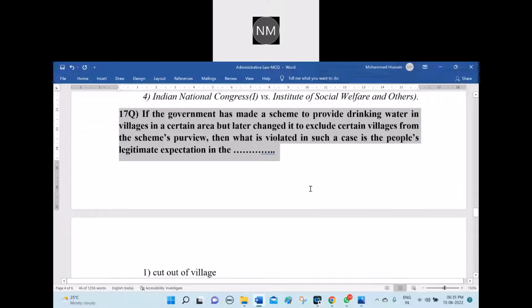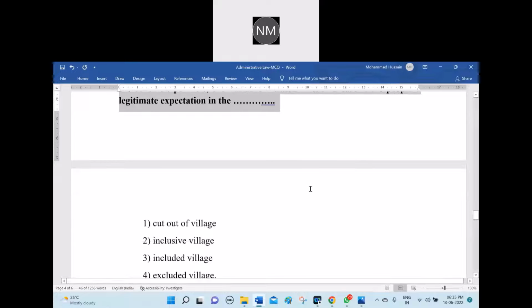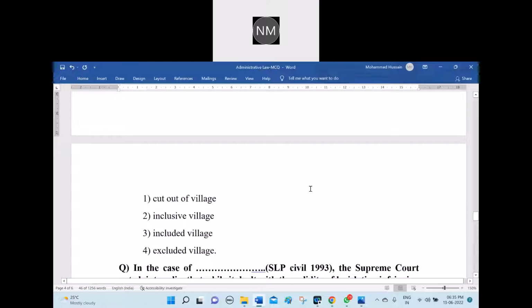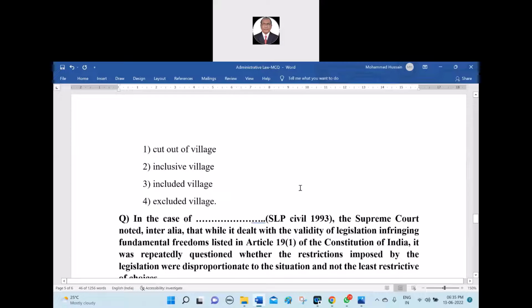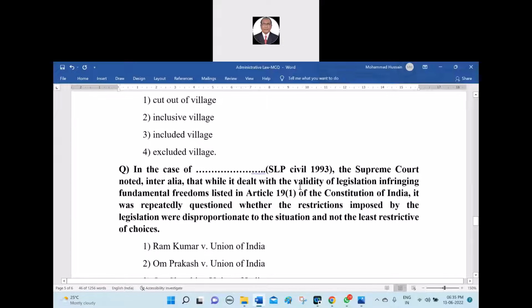Yes. Number 4. It is excluded village because it is not taken into the purview. So next question, I will read it.